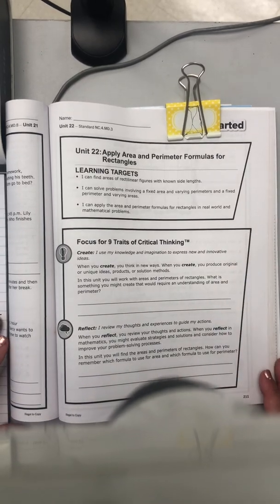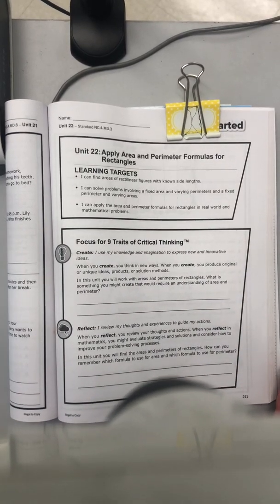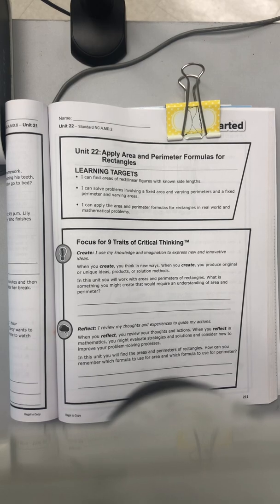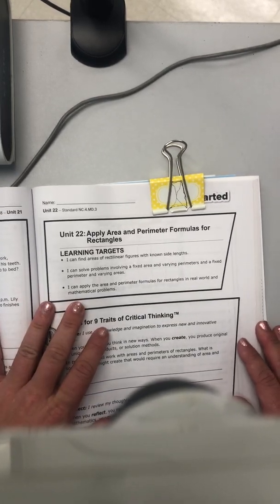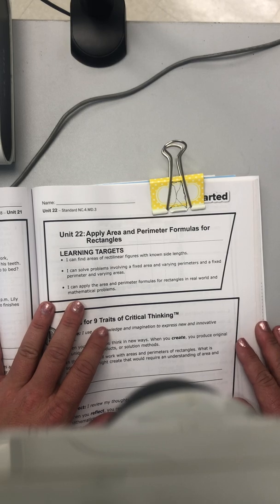All right, so we're moving on from factors and multiples to area and perimeter. So here is the title for the unit. It says, apply area and perimeter formulas for rectangles.